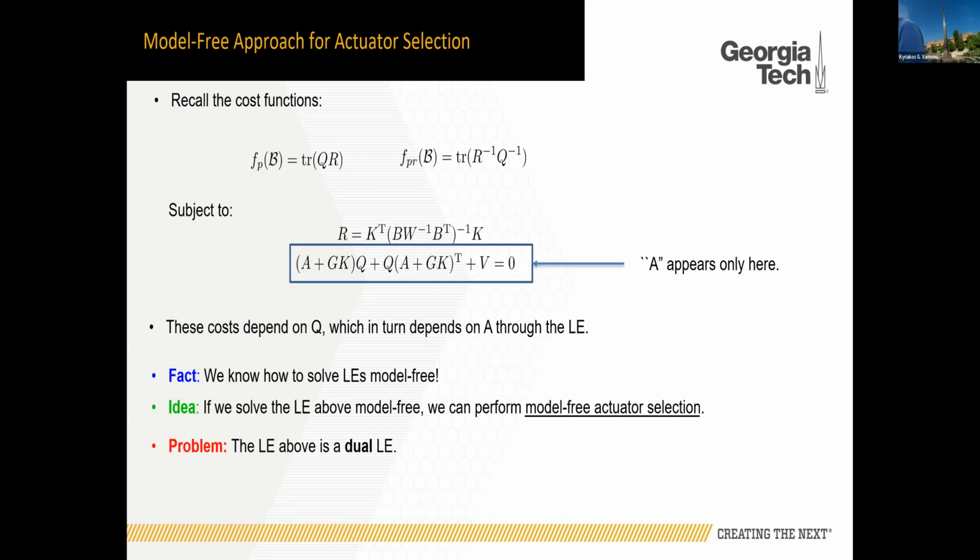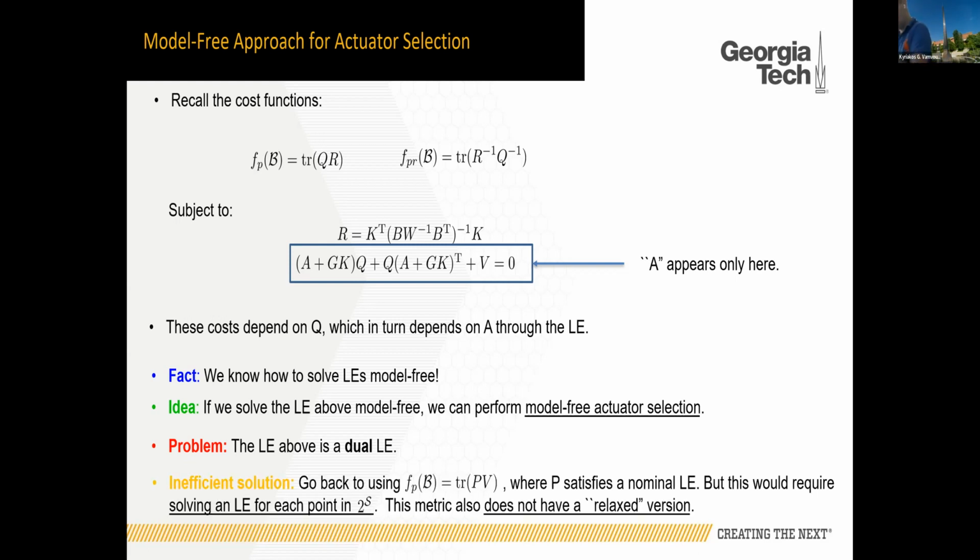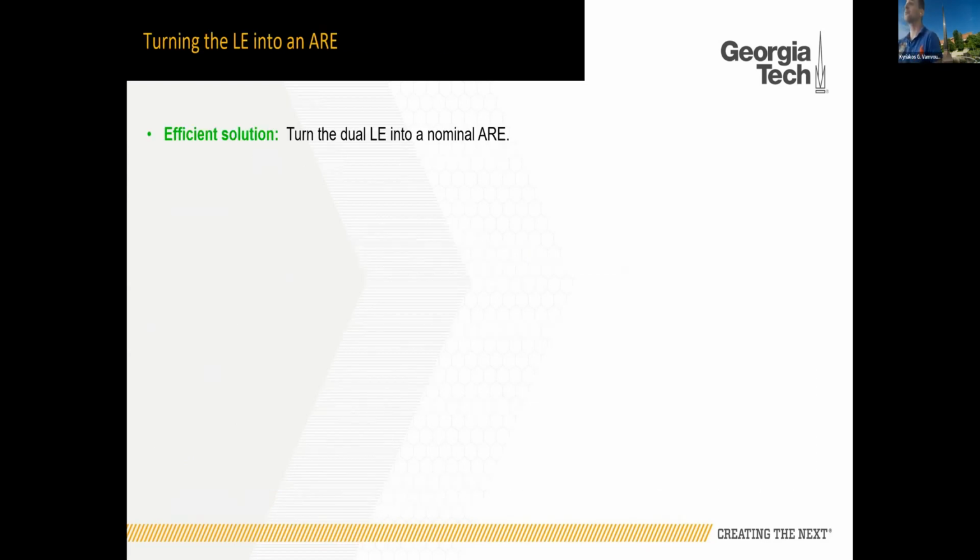But there is something here. The Lyapunov equation is not really the one that is known in controls. In other words, the Lyapunov equation above is a dual Lyapunov equation. So what this means is it doesn't really have a relaxed version that I can directly use to solve by using our techniques in reinforcement learning. So what I will do is turn this dual Lyapunov equation into a nominal algebraic Riccati equation.